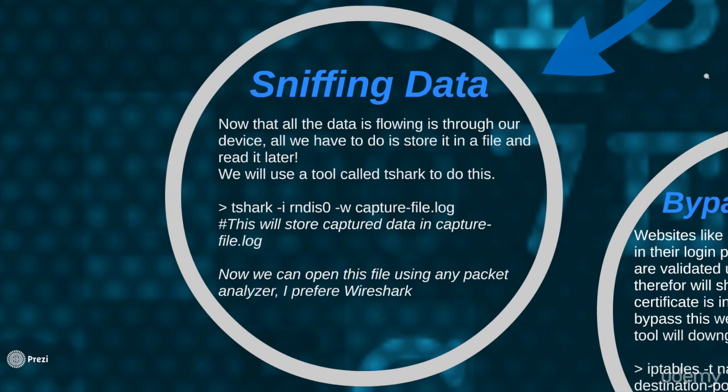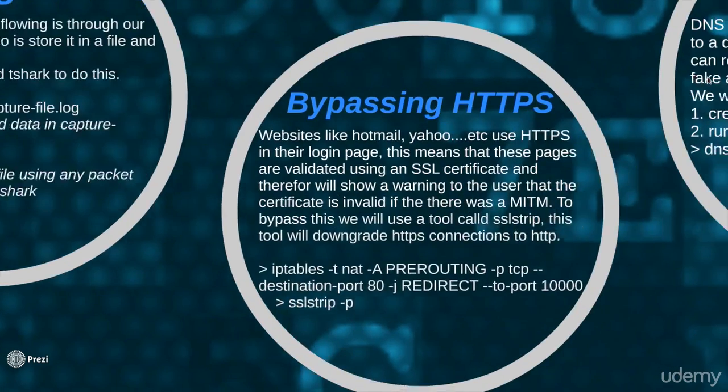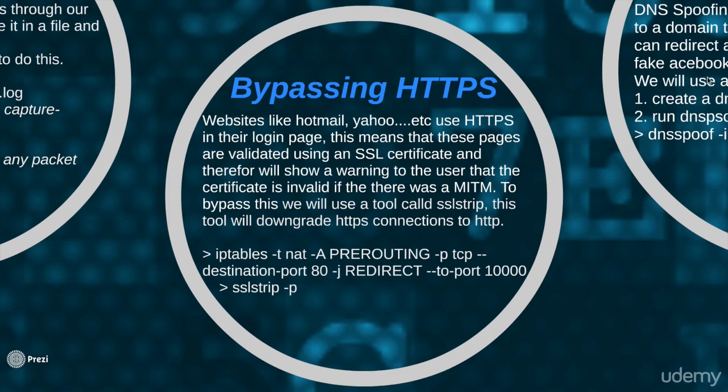So far, we've seen how we can capture usernames and passwords using our Android device only by connecting it to the target computer. Now, the only problem is that if the person tries to log in to a website that uses HTTPS, such as Yahoo or Hotmail, to bypass that, we're going to use a tool called SSL Strip. Now, SSL Strip is not going to decrypt SSL or do anything like that. All it's going to do is downgrade any HTTPS connection to HTTP.